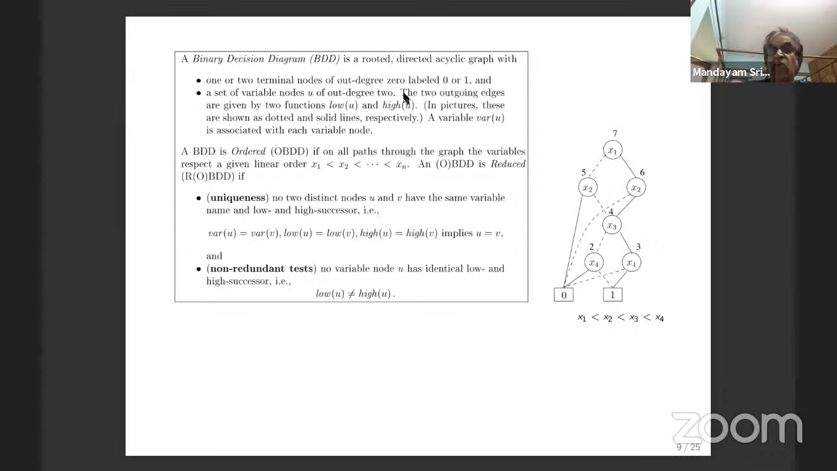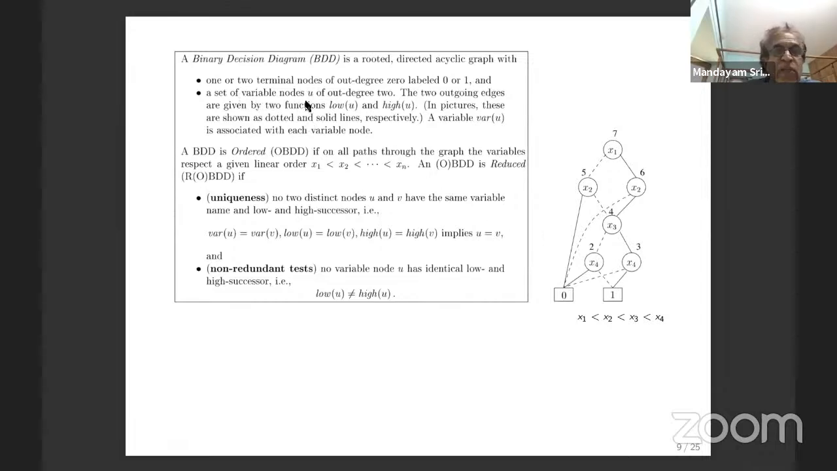Okay. So I say 1 or 2 because sometimes there may not be any paths leading from the root to 1 or to 0. So the only leaf node can be 0 or 1. That happens. You would probably guess when that can happen. If there's only a 0 node, then the Boolean function always maps all its different combinations of inputs to 0, and the leaf would have only 1 if all combinations happen to be mapped to 1.